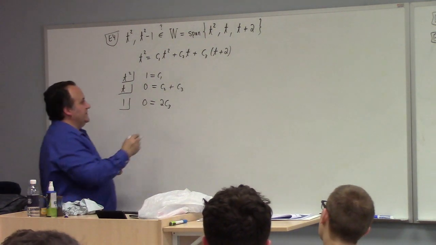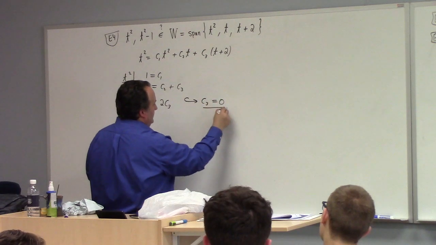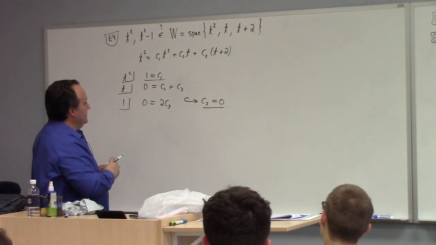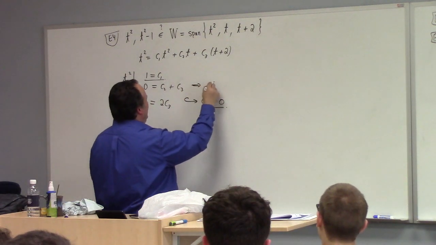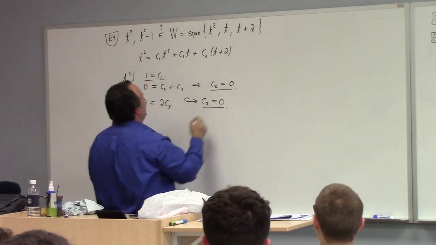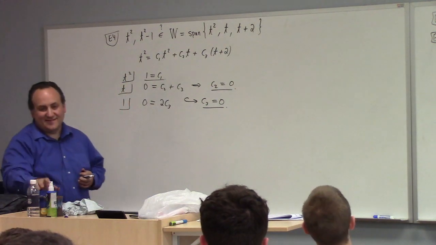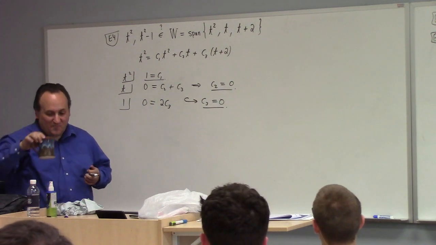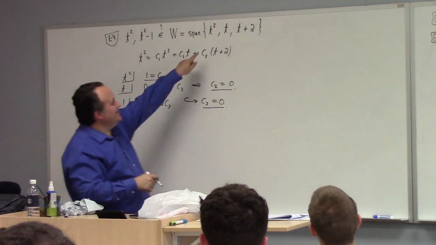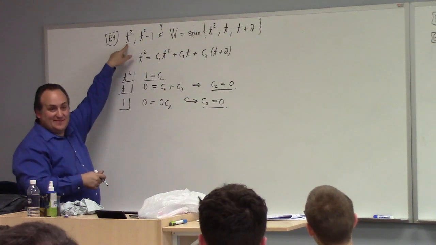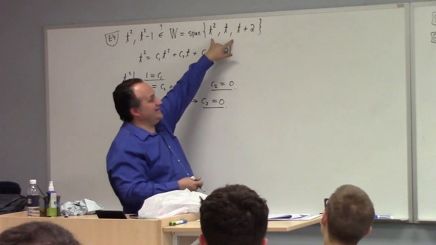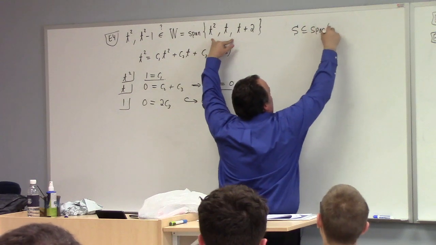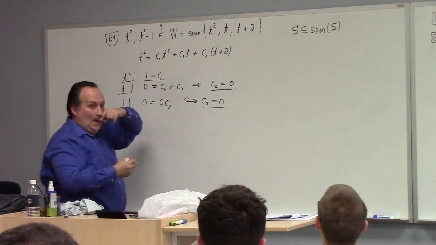So what's that tell us? Well, apparently c3 is 0, apparently c1 is 1. Actually, I'm being very stupid here, aren't I? This is obvious that it's true, because what did I just get done proving? An element of a span is in that span. So t squared is here, and yes, t squared is in the span. This set is a subset of the span. It is always the case that S is a subset of the span of S, so we don't need to think about that or calculate anything. I'm a dummy.